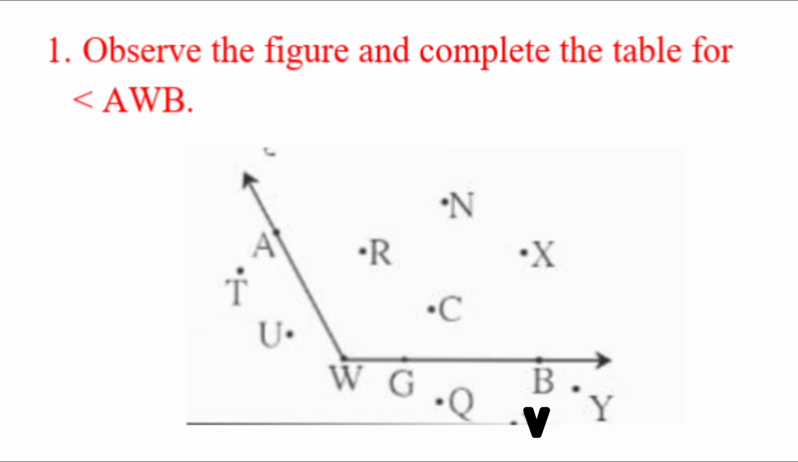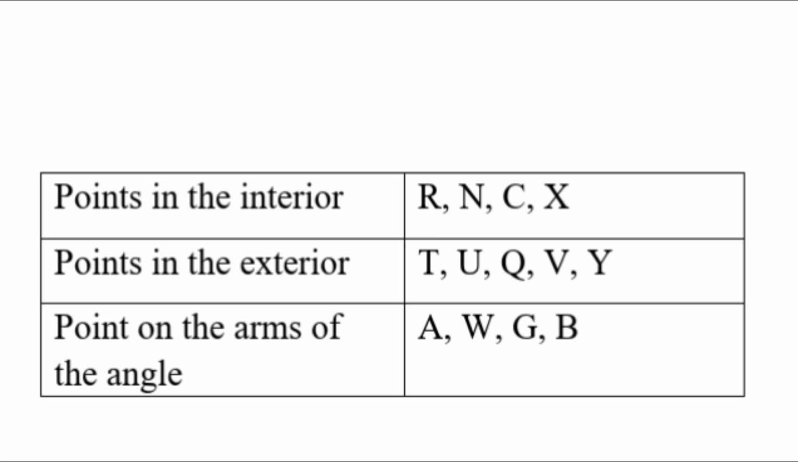Here points R, N, C and X lie inside the angle, whereas points T, U, Q, V, Y are present outside the angle or outside part of the angle, and the points A, W, G and B lie on the angle. This we have to write as the answer in the given table. Points in the interior, exterior and on the arms of the angle.